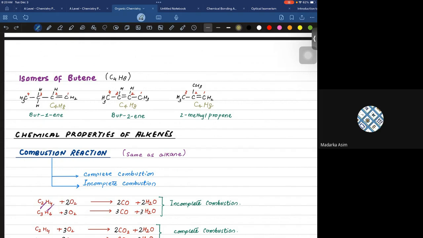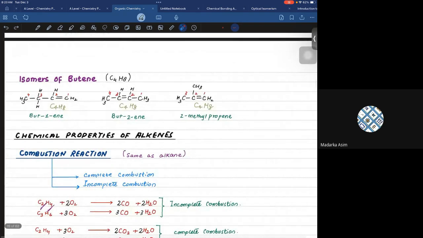Now, chemical properties of alkene. As we have discussed the combustion reaction in alkanes, I told you there are two types of combustion: complete combustion and incomplete combustion. Okay, so same goes with an alkene as well. We would be discussing the two types of combustion in alkenes.